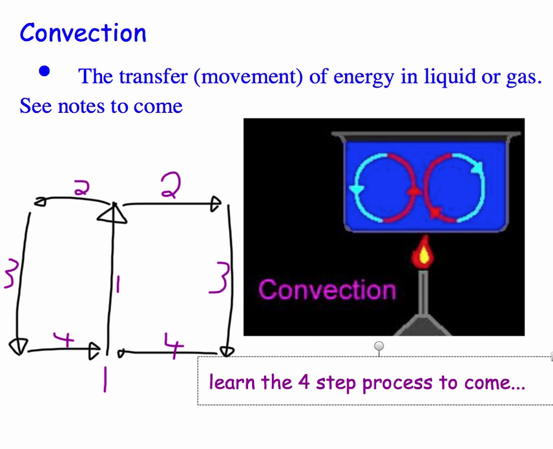The next one is convection, and that's the transfer and movement of energy in liquids or gases. And we're going to learn a 4-step process to show this convection cycle or convection cell, just like what's here in the picture of how the energy is actually moved. So more details on that to come, but that's the basic overview.